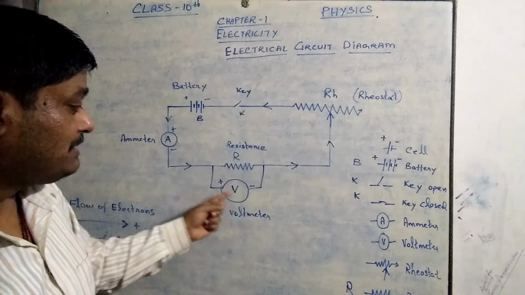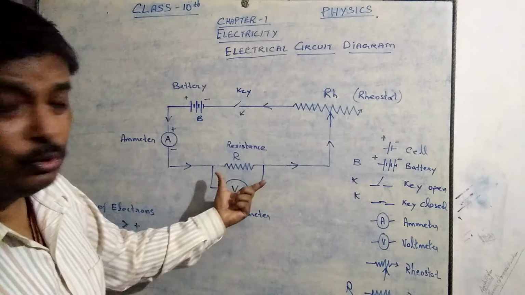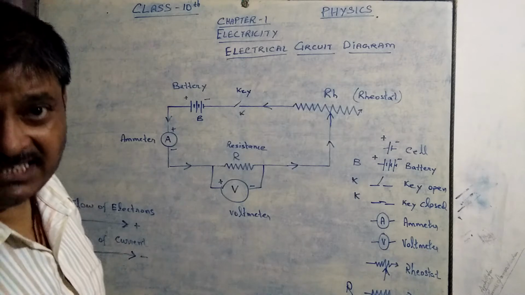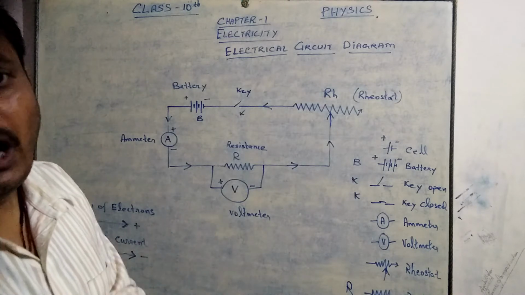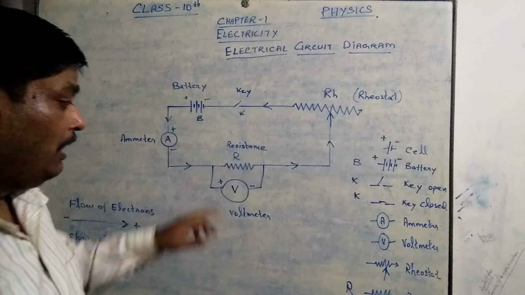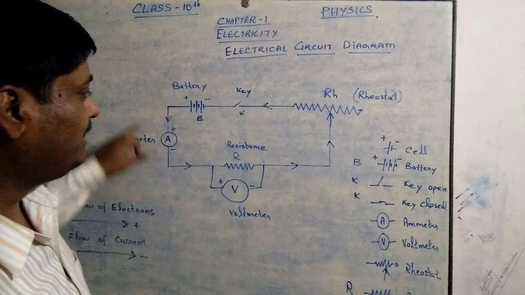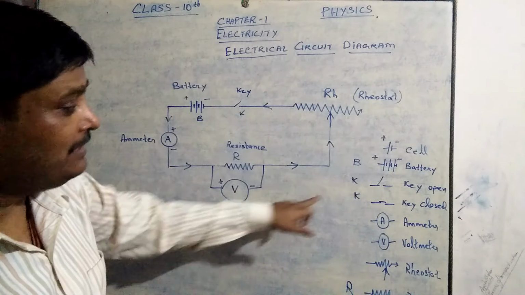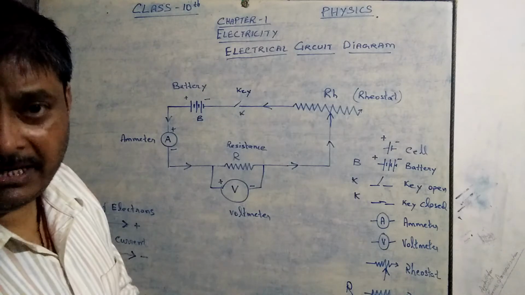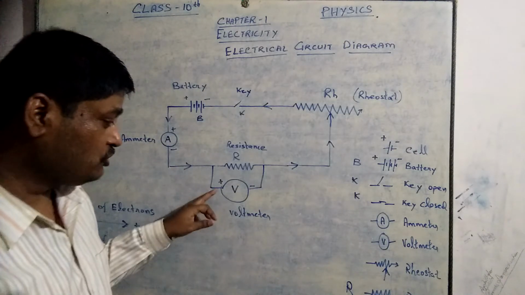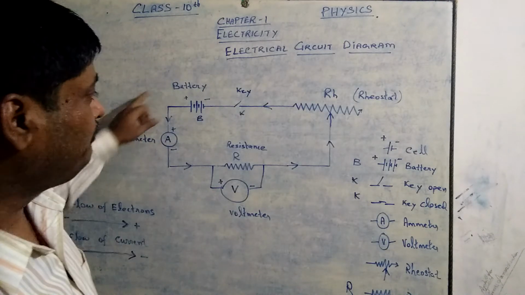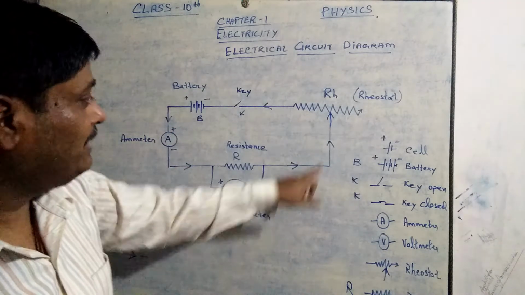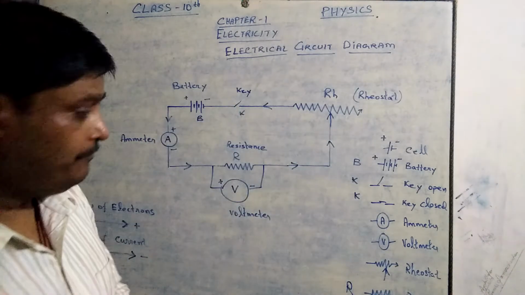Now this voltmeter is always connected between the two nodes of the resistance, that is, in parallel to the resistance itself. Here also, how to connect it? Remember that the positive end of the voltmeter is connected to the positive part of the battery, and the negative end of the voltmeter is connected to the negative part of the battery.